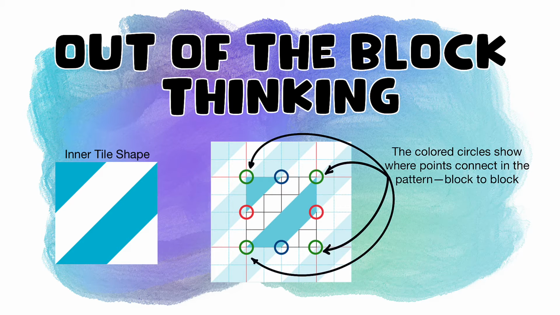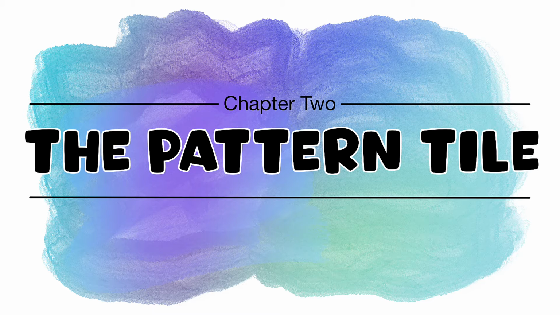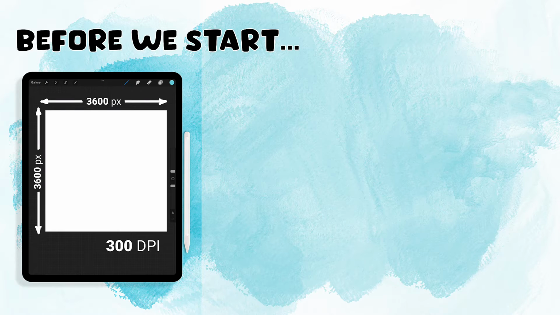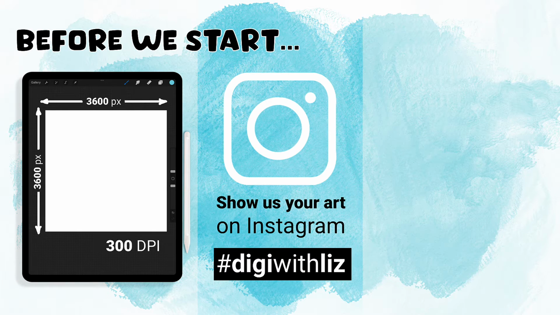Phew, that's a lot of information about patterns. I think maybe it's time that we step over to creating our pattern tile in Procreate. So let's go ahead and get to it. 3 things before we start. I am using a canvas at 3600 pixels by 3600 pixels at 300 dpi, which is basically 12 inches by 12 inches. And you can use that size if you like too.